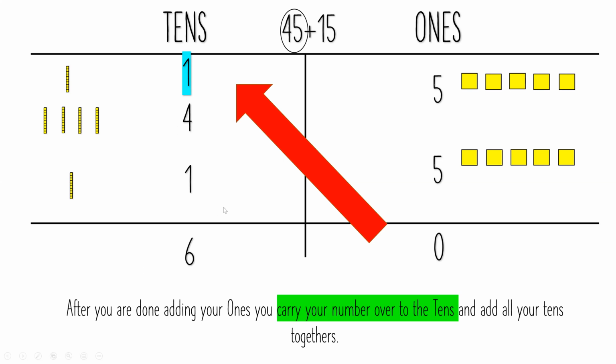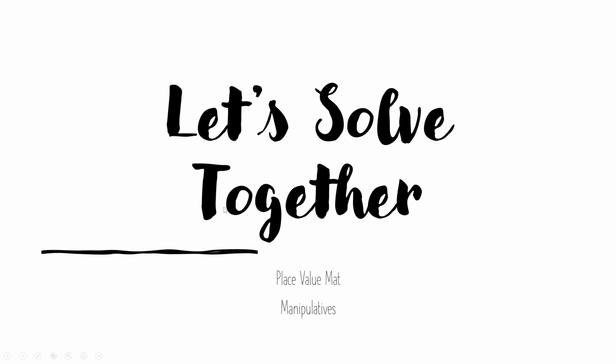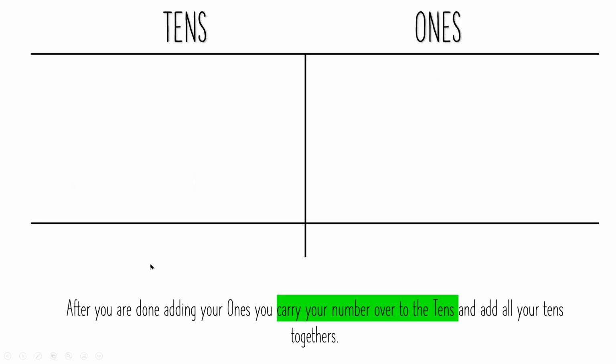Let's do another one together. All right, so you're going to need your place value mats and your manipulatives to solve together. Okay, so after you're done adding your ones, remember you carry your number over to the tens and add all your tens together. So let's see what our problem is. Our problem is 39 plus 11. So we're going to set it up. 9 ones, 3 tens, 1 one, 1 ten. Once you guys are done setting up your problem, pause the video and add.